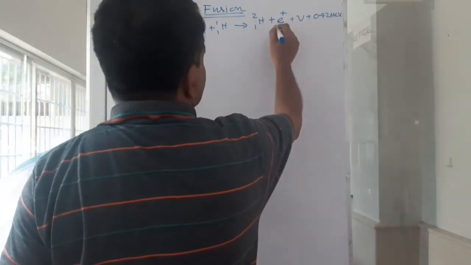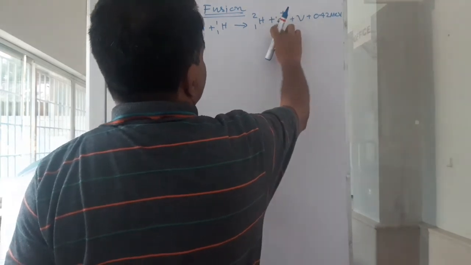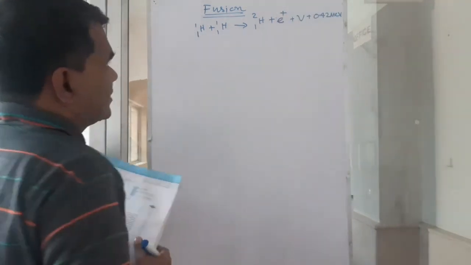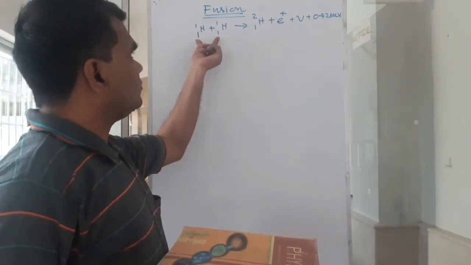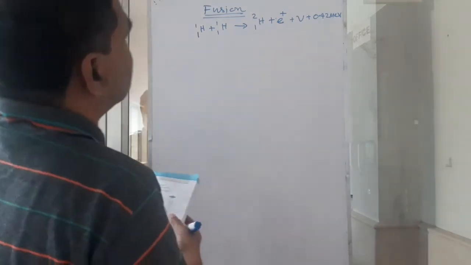What is this positron? Actually, this is 1, 0, right? So 1 plus 1, 1 plus 1, 2. That's what it is. You understand. So the charge is balanced, the mass is also balanced. That's what it is.